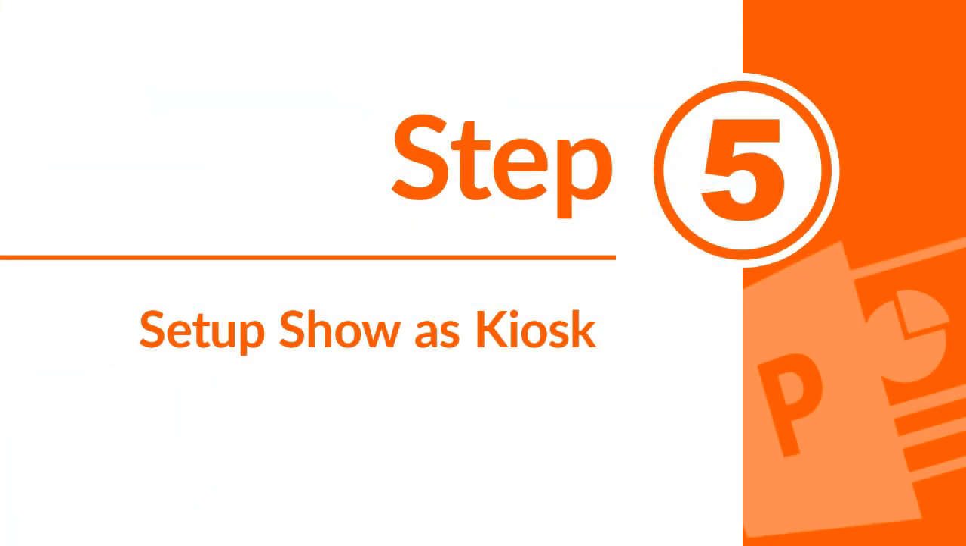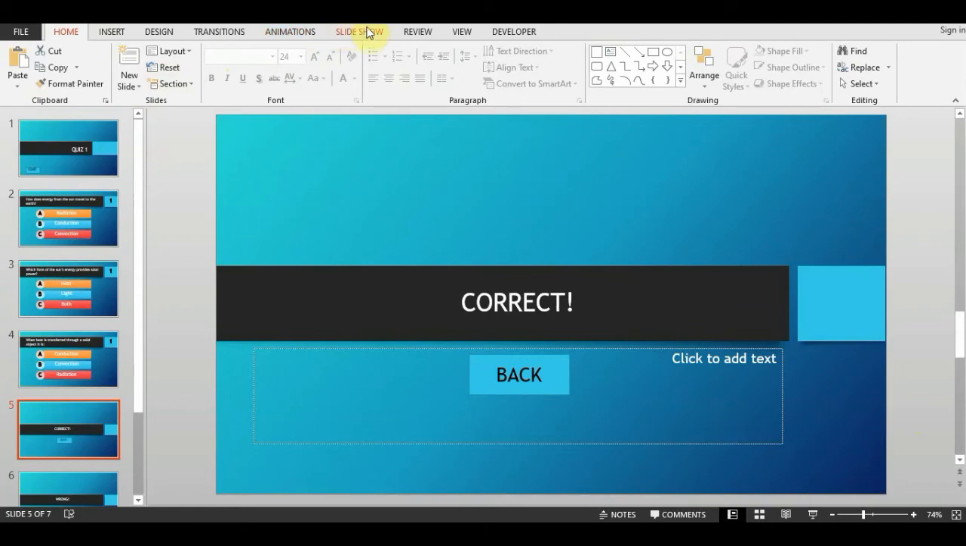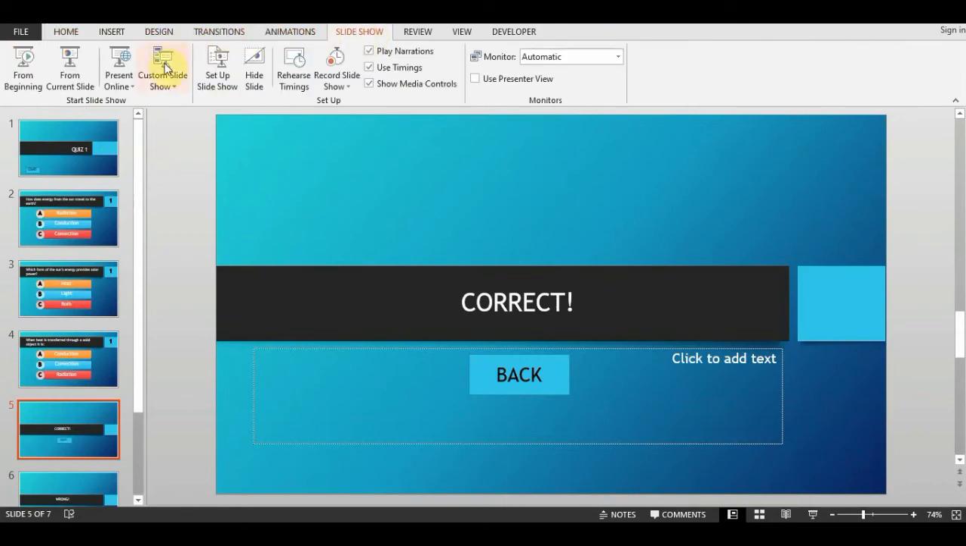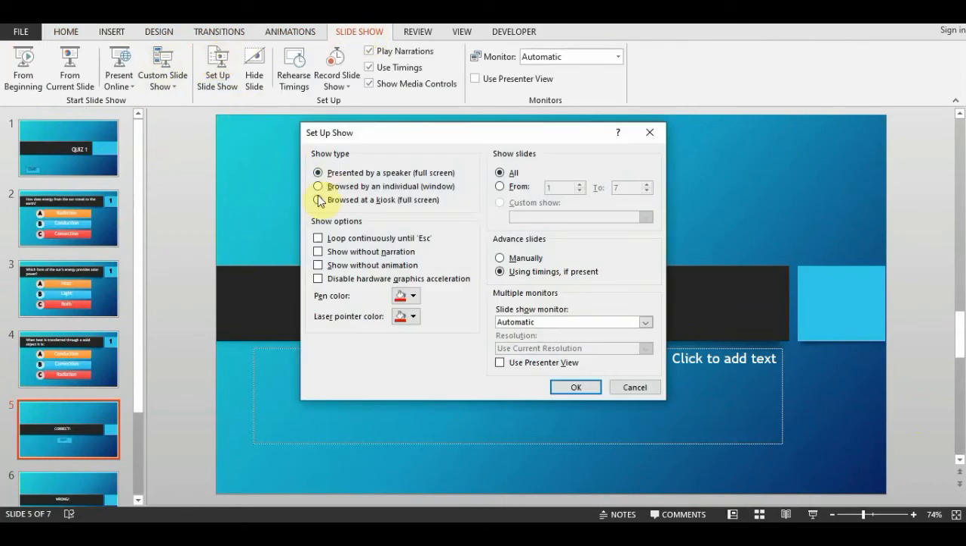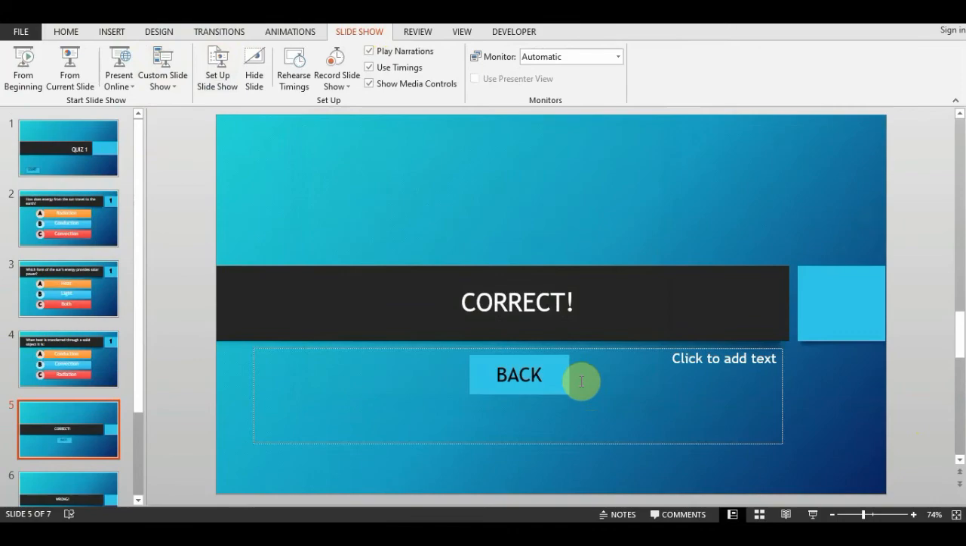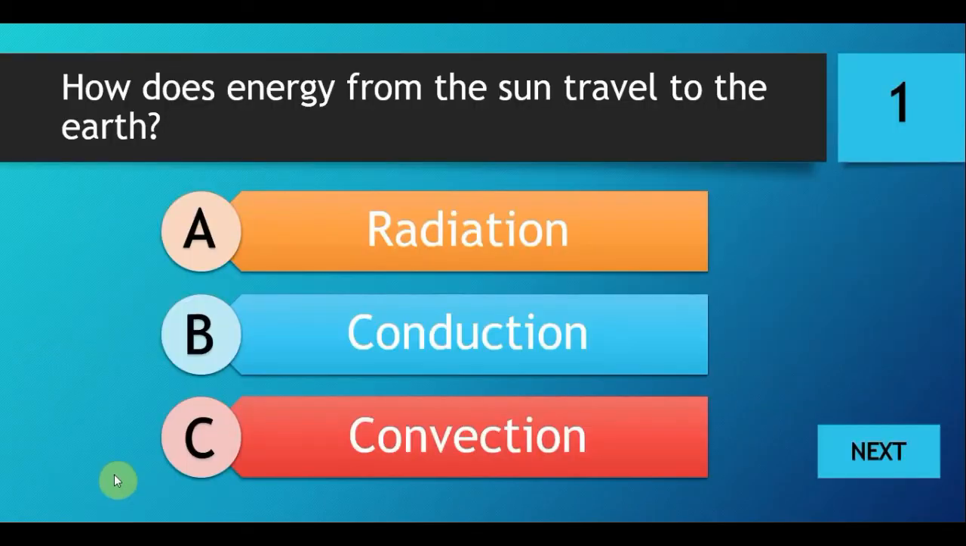Step 5. Go to Slideshow tab, click Setup Slideshow, and click Browse at Kiosk, full screen. Click OK, and you are done. Now it's time to test your work.